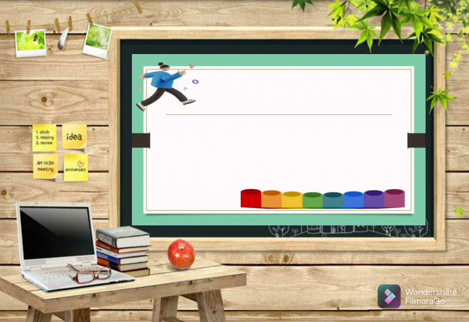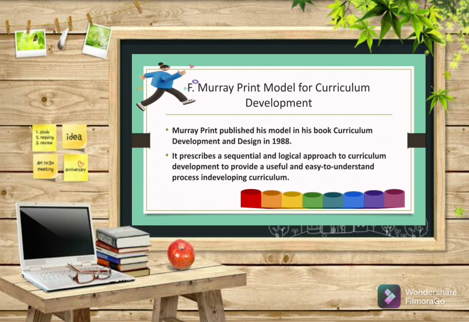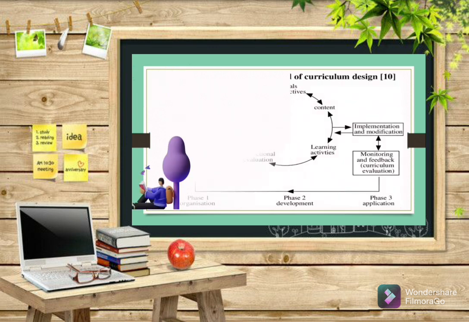So the last linear model of curriculum development is the Murray-Print model for curriculum development. Murray-Print published his model in his book Curriculum Development and Design in 1988. It prescribed a sequential and logical approach to curriculum development to provide a useful and easy to understand process in developing curriculum.